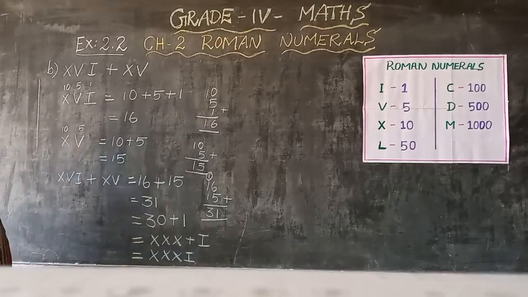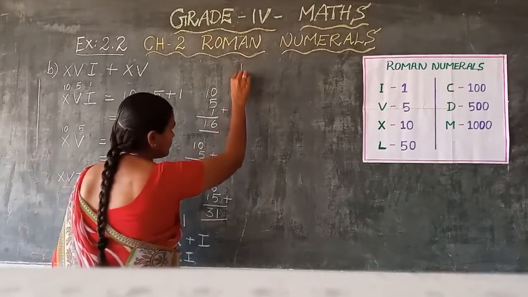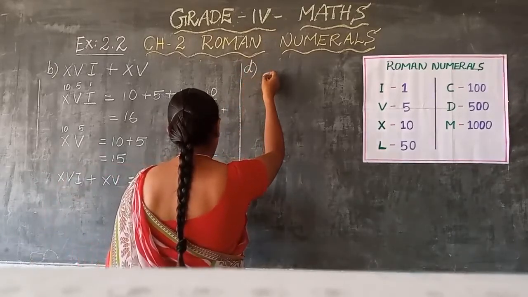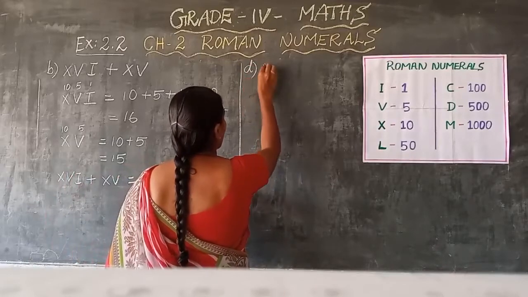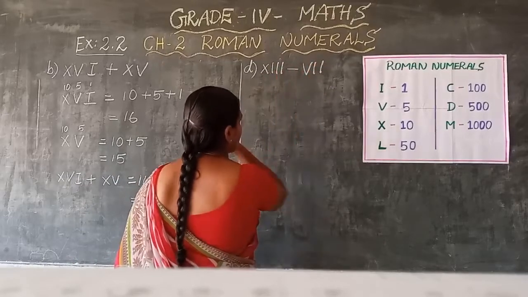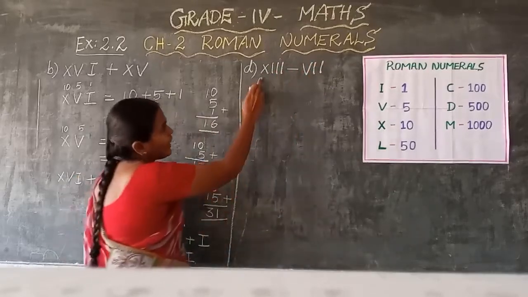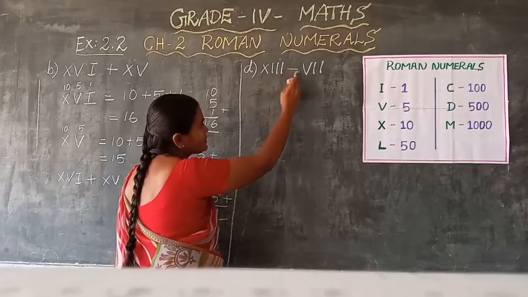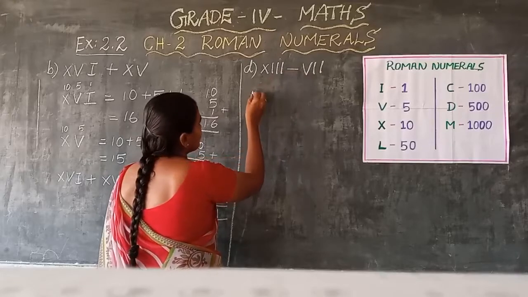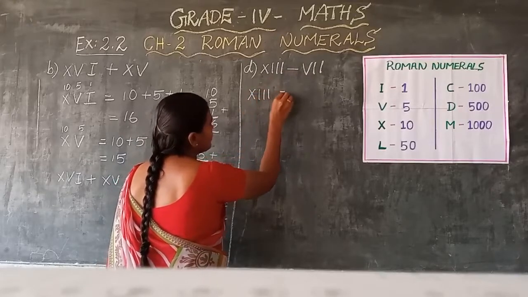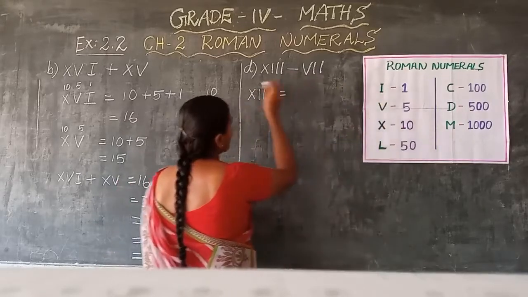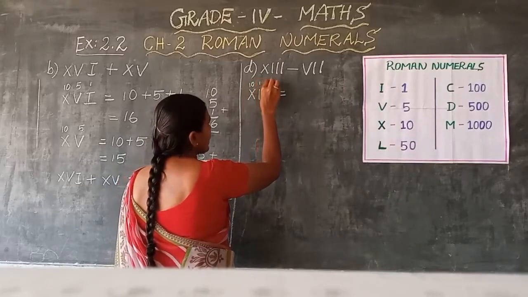Okay, so next sum. D sum: XII minus VII. So look here. XII minus VII, minus means subtraction. So first we find the value of XII. What is the X value? X means 10, I means 1.